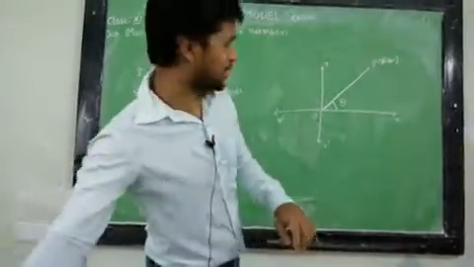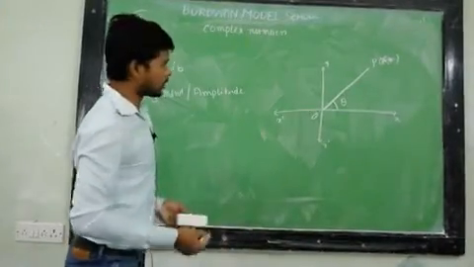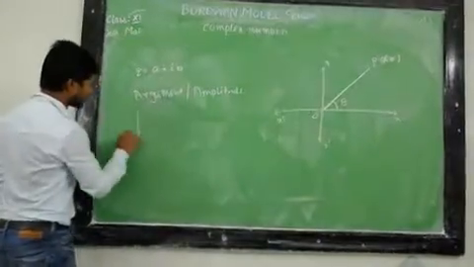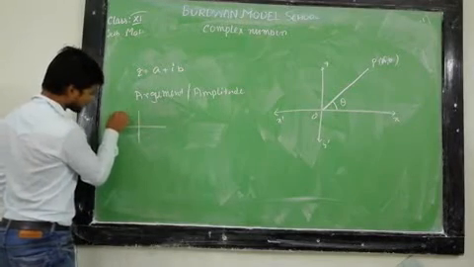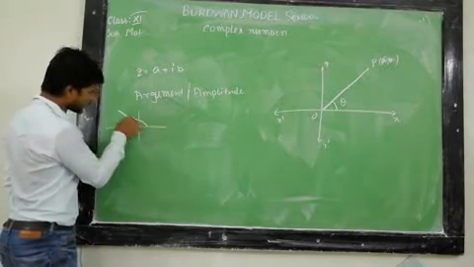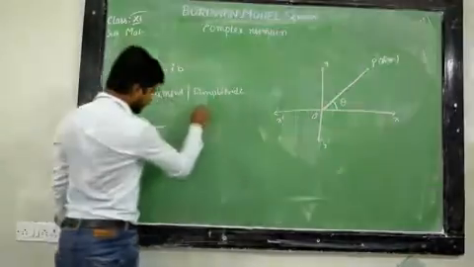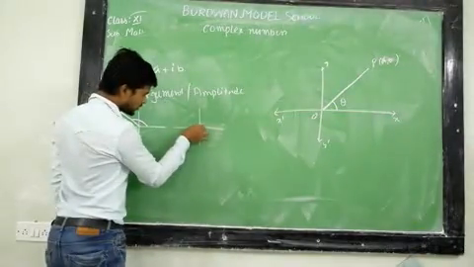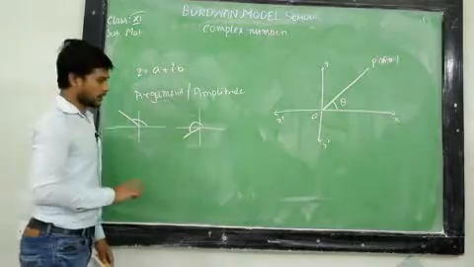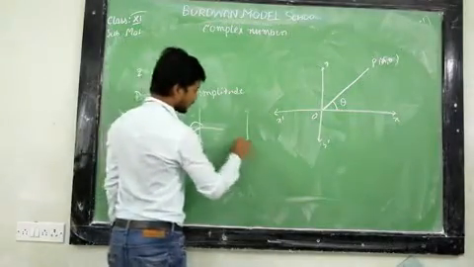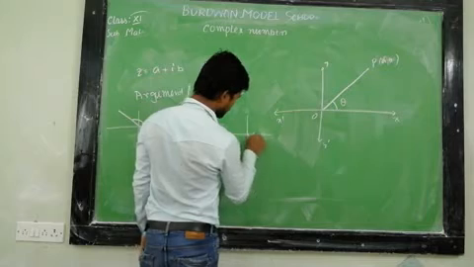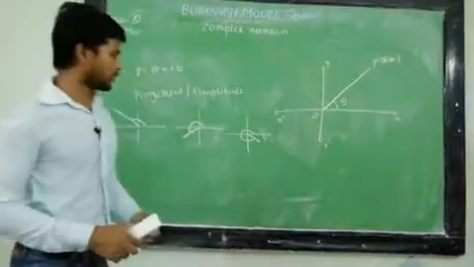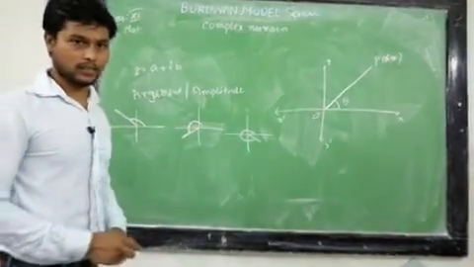Now there may be several cases. Case number one, if the point lies in the first quadrant. If the point lies in the second quadrant, means here, the argument will be this angle. Okay, if the point lies in the third quadrant, here, so this is the argument. And if it lies in the fourth quadrant, so this is the angle made by the line with the positive direction of the x-axis in the anti-clockwise direction.